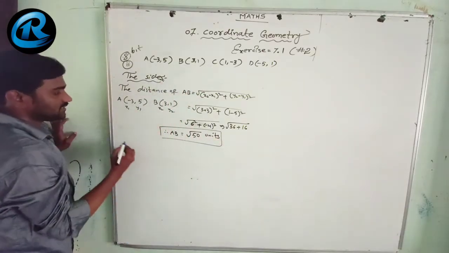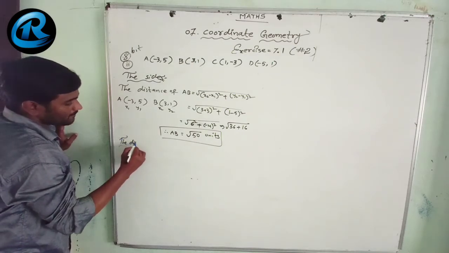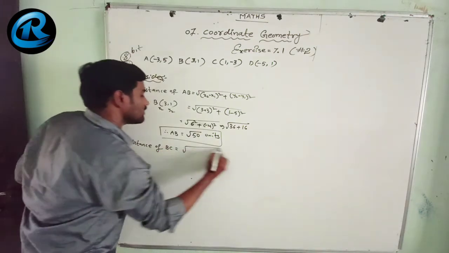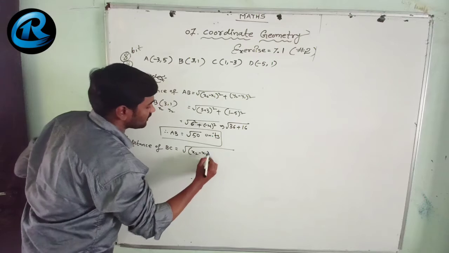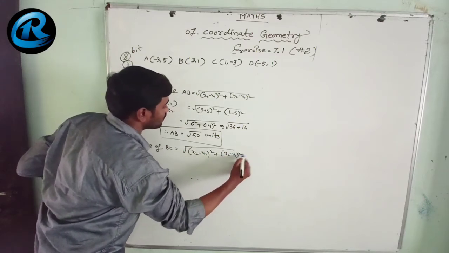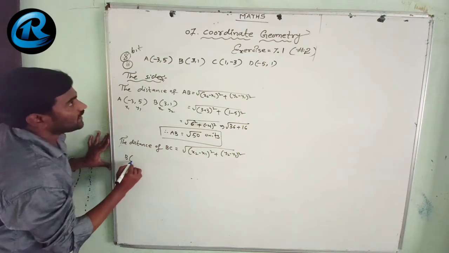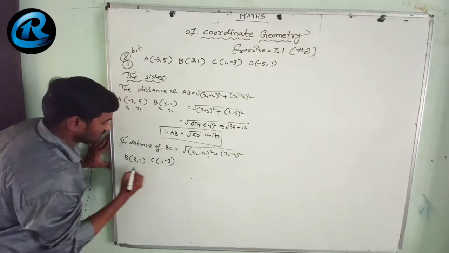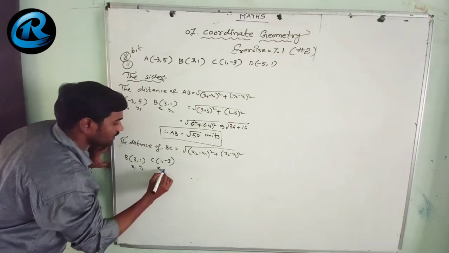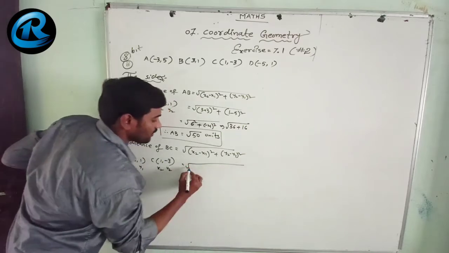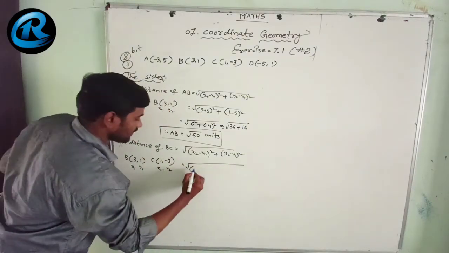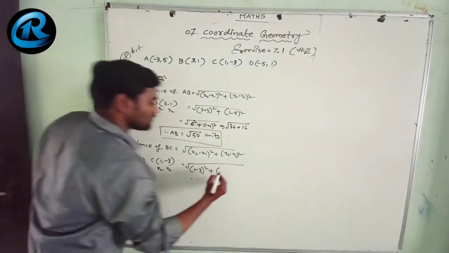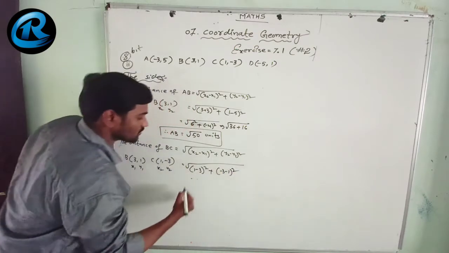And we go for the distance of BC. What is the distance formula here? Square root of x2 minus x1 whole square plus y2 minus y1 whole square. B is 3 comma 1, and C is 1 comma minus 3. Here it is x1, y1, x2, y2. That equals under root of x2 minus x1, that is 1 minus 3, whole square, plus y2 minus y1, that is minus 3 minus 1, whole square.